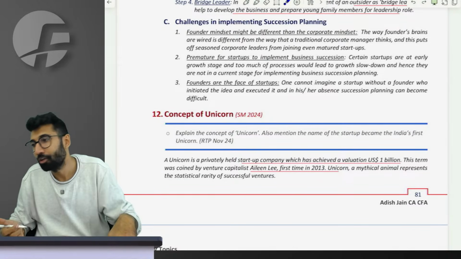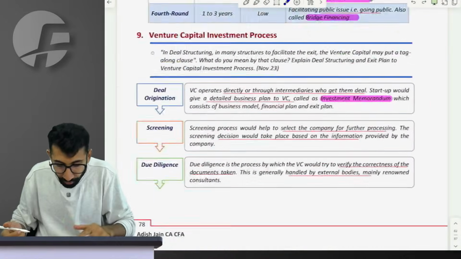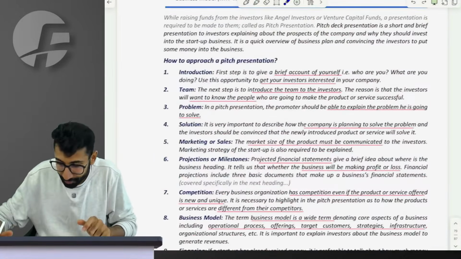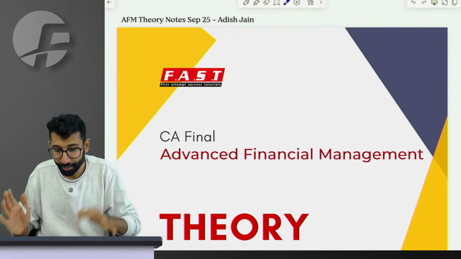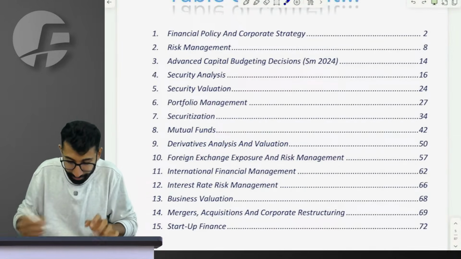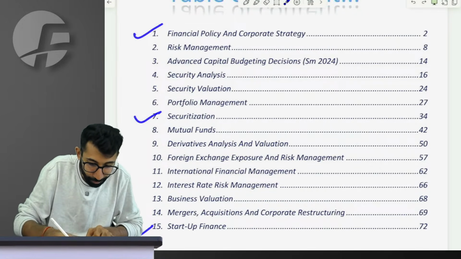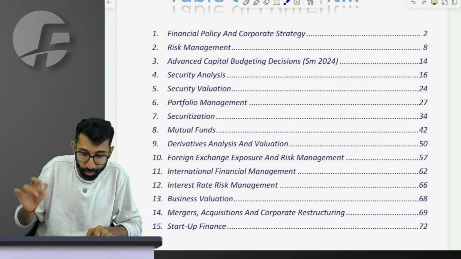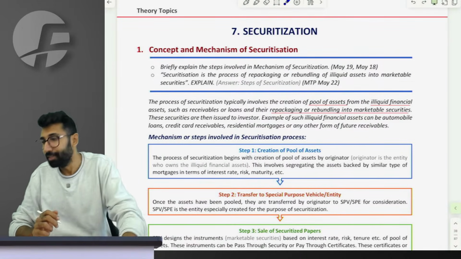These were the 12 topics that you should learn in this chapter of startup finance, along with the questions asked in the exam, to make your learning really comprehensive. These are the topics which the examiner may ask. This is done. Next we do financial policy, then we do risk management. Let's go to securitization now, the second topic to be covered.